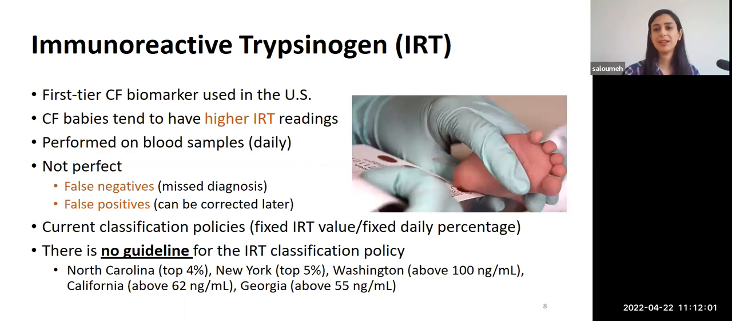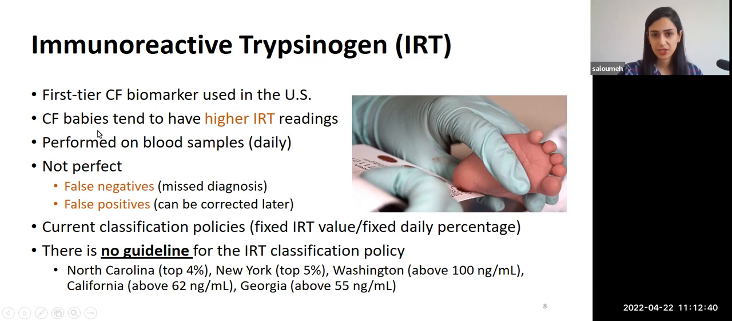So let's talk a little bit about each of these tests first. We saw that the first test was IRT, or immunoreactive trypsinogen test. IRT is a chemical in the blood, and usually newborns who have cystic fibrosis tend to have a higher IRT value than a normal newborn. The laboratories collect blood samples from newborns on a daily basis, and then they measure the IRT value in their blood. Based on the value of IRT, they classify newborns as IRT positive or IRT negative.